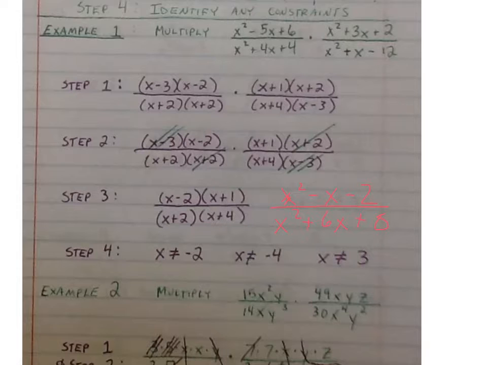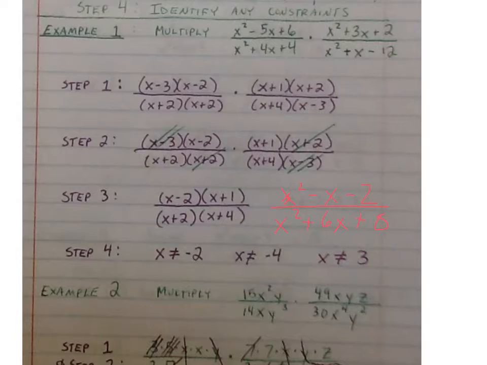So we move to step 4, and that's identify any constraints. In order to do that, we do not want any zeros in the denominator. So we can't have x equal to negative 2. We can't have x equal to negative 4. And we can't have x equal to positive 3.